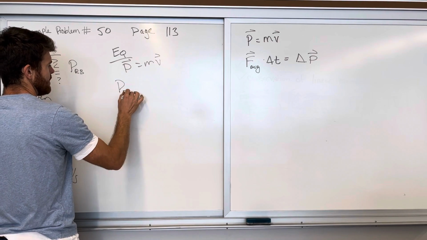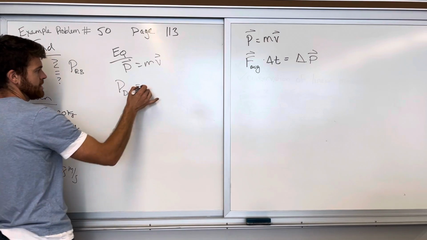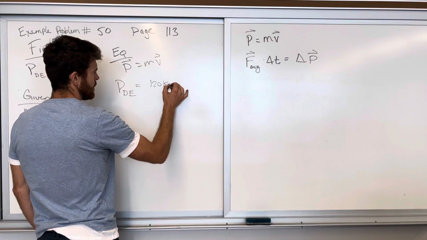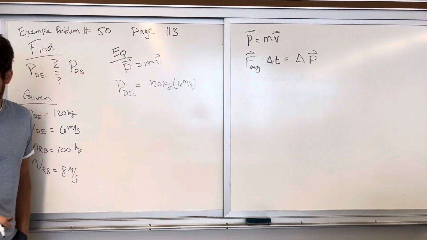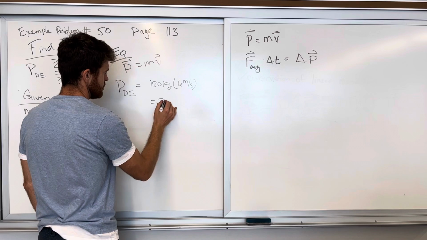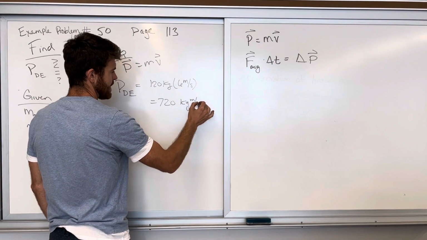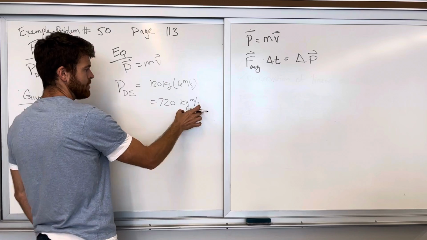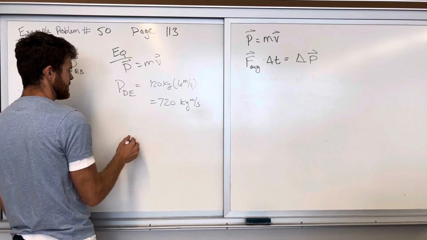The momentum of the defensive end is equal to its mass times velocity, so it's 120 kilograms times 6 meters per second, and that gives us 720. Units of momentum are kilograms meters per second. There's no derived units for that. We just leave momentum in units of kilograms meters per second.